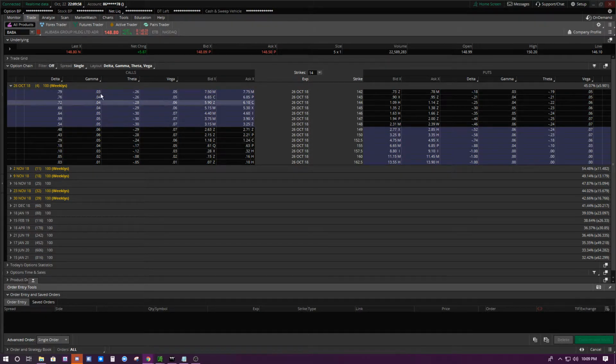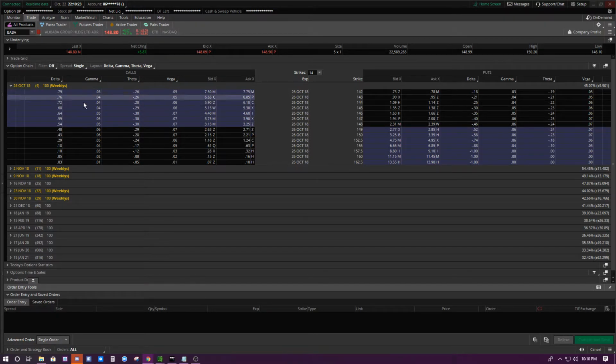Then you have theta. Theta is the most important one. The reason theta is so important is that it's the one that tracks time decay, and time decay is so important because it'll get people to blow up a lot.